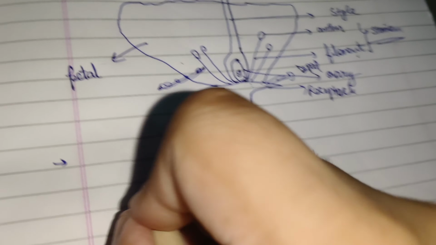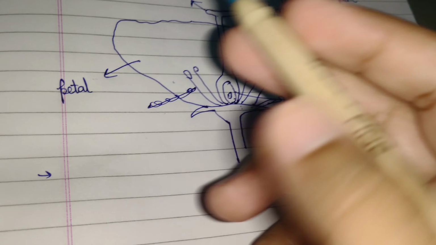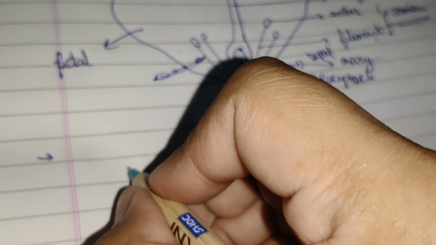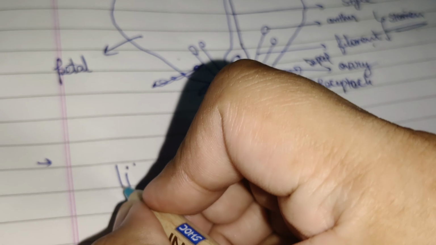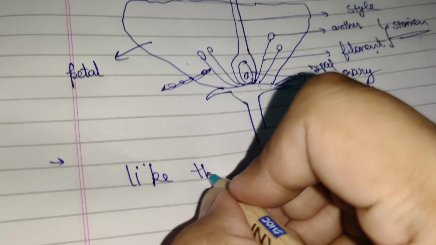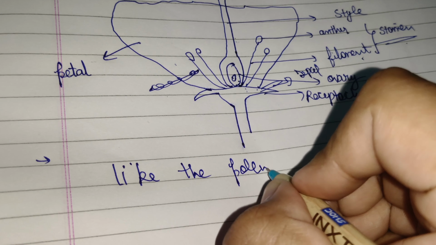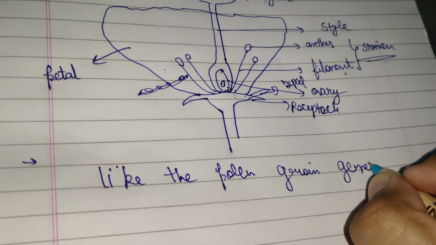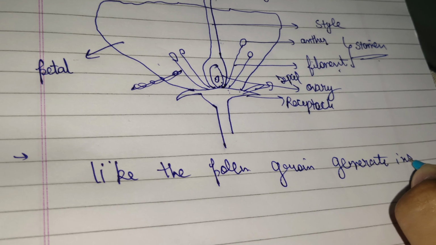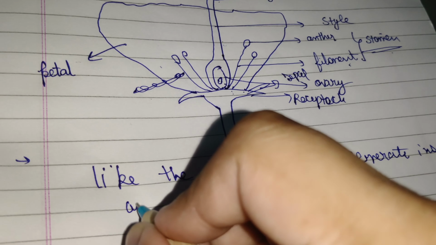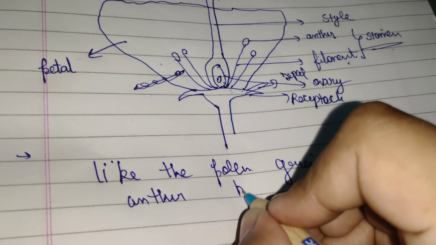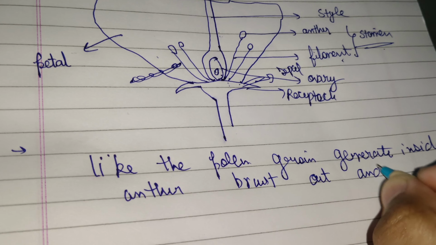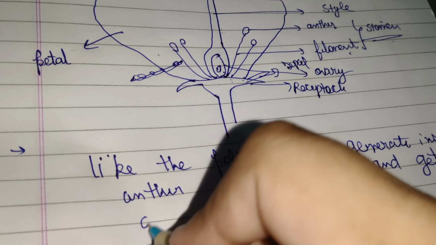So basically what actually happens in sexual reproduction in flowers is that the pollen grain generated inside the anther bursts out and gets dispersed.